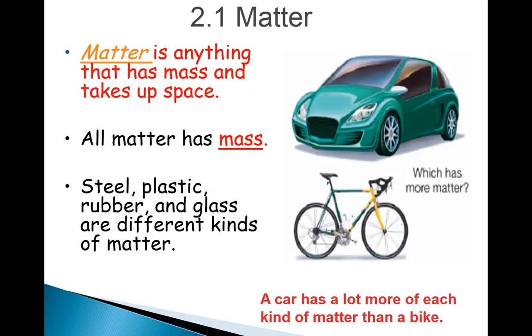Matter is anything that has mass and takes up space. All matter has mass. In this particular example, the steel, plastic, rubber, and glass are the different kinds of matter. If you're looking at the car as opposed to the bike, the car simply has more stuff that makes it up, so it takes up more space. It's got the engine, it's got everything else, the stereo, the seats.